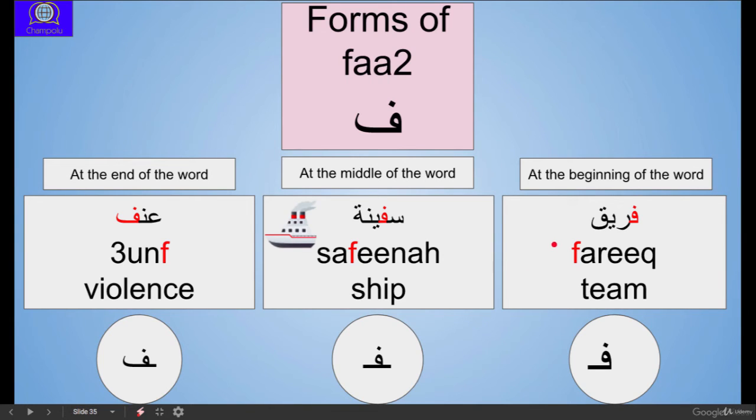Let's take, for example, the word fariq, which means team in Arabic, and we'll find that the letter fa occurs at the beginning of the word, so it takes the initial form. Let's take the word safina, which means ship. We'll find that the letter fa is in the middle of the word, so it takes the medial form. And we also have the word unf, which means violence, and you'll find that the letter fa occurs at the end of the word, so it takes the final form.